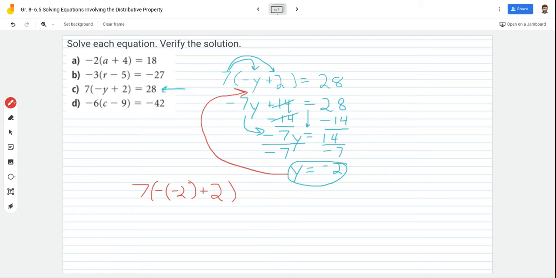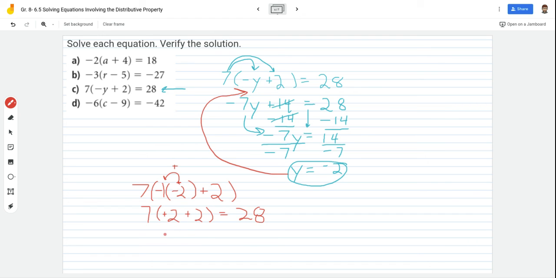Now, what you need to understand is when I have two negatives together, like this is like a negative invisible 1 on the outside there. Two negatives make a positive. So in this case here, I in actuality have a positive 2, and I'm adding a plus 2 in the brackets. And again, I have to use my order of operations for this one. This is a very tricky question.